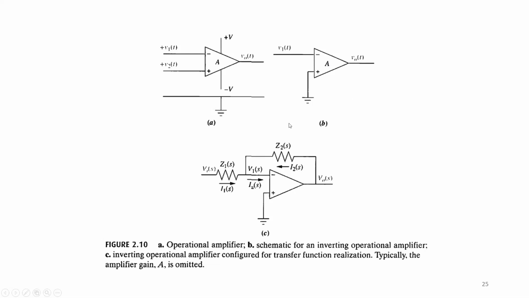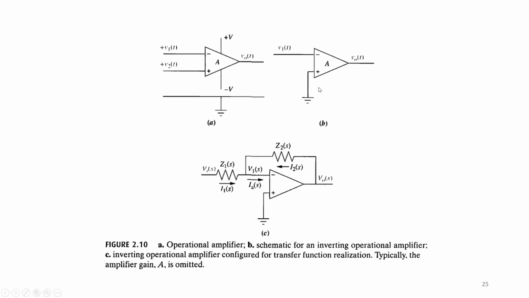See, for the inverting amplifier, the positive leg would be at ground. This positive input would be grounded, and the source would be connected to this terminal. Two terminals: the positive terminal is connected to the ground, and the negative terminal is connected to the source. Two resistors are connected like this. Here is the output. That is the inverting operational amplifier.